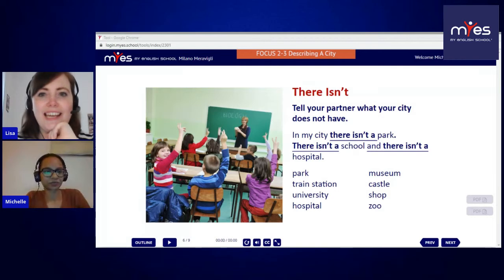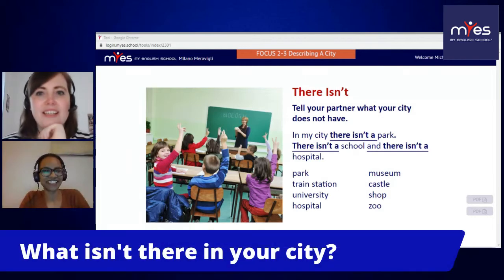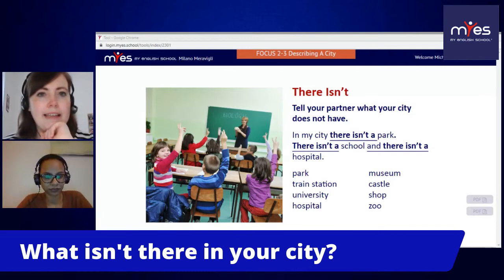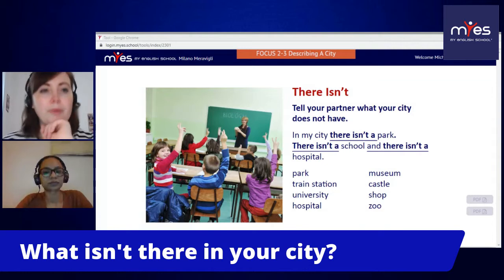So I can say quite a lot of things. So in my town there isn't a train station. There isn't a university. There isn't a museum, and there isn't a zoo. But we do have a castle. Okay, so there is a castle.